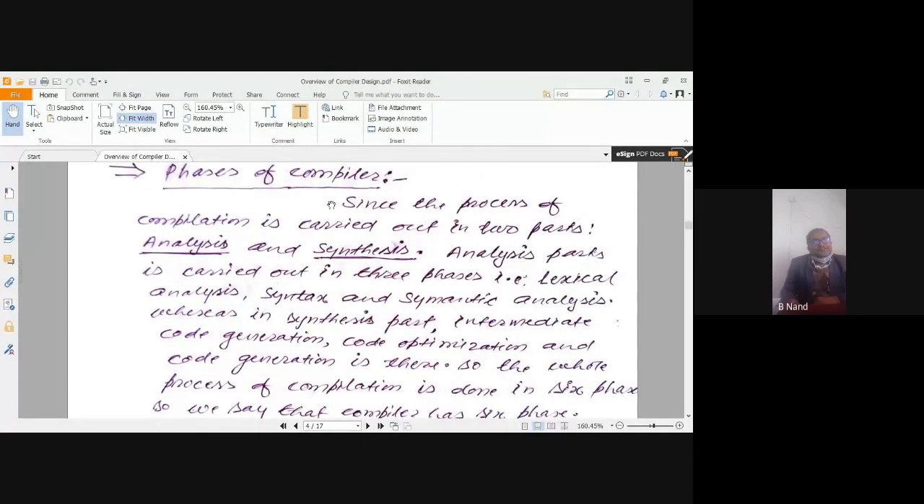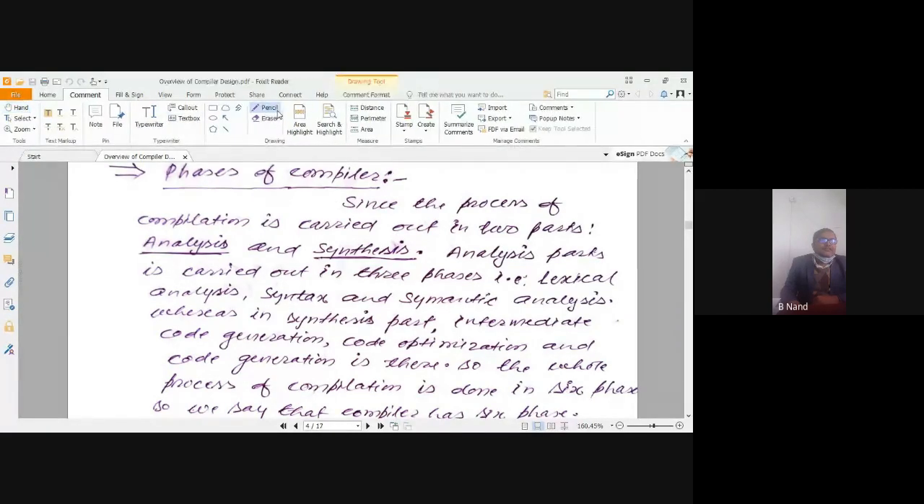So all these different steps are known as phases of compiler. Basically, when we talk about the phases of compiler, we divide them into two parts. So the process of compilation is carried out in two parts. One is the analysis phase and the other one is the synthesis phase.